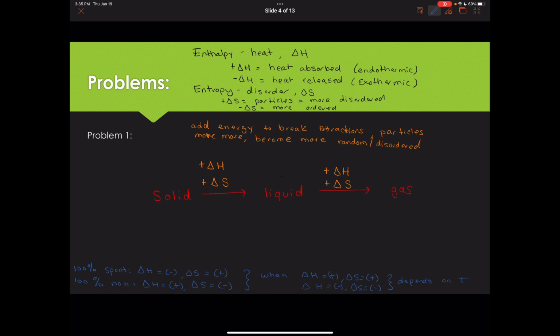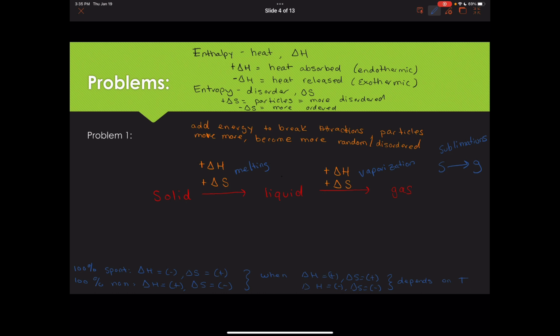In the case of phase changes, delta H and delta S are positive if we're going in that forward direction, solid to liquid to gas. The same would be true if we looked at sublimation, where we went from solid to gas. So solid to liquid, we've got melting. Liquid to gas, we've got vaporization. Solid to gas, we would have sublimation. These are all going to be temperature dependent.